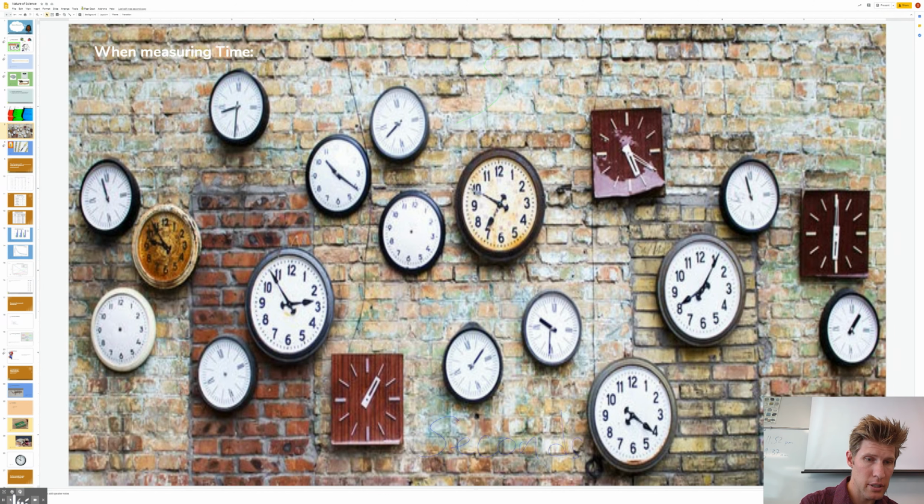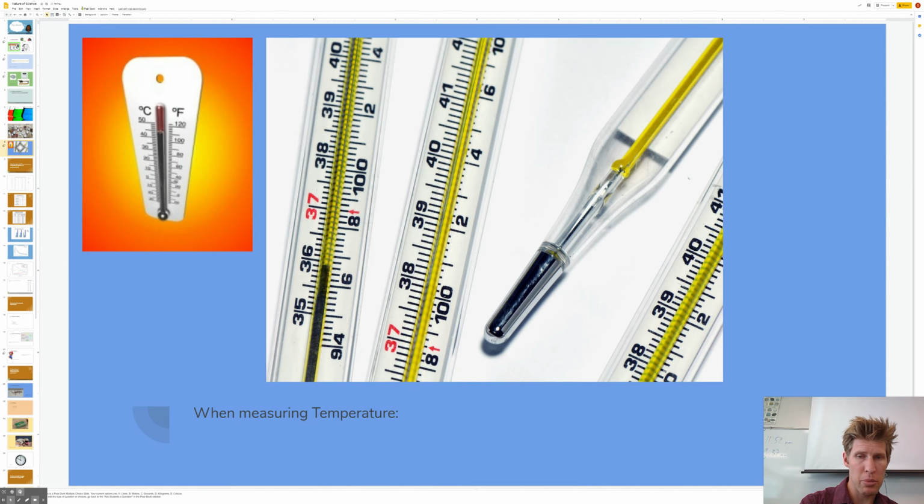Next, temperature. We are going to say it's measured in Celsius here. Now, most other people are going to say it's Kelvin. Okay, Celsius. So it's measured in Celsius.